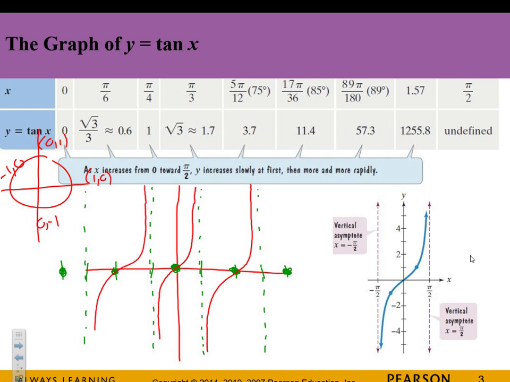It makes this graph unique because sine and cosine have a period of 2 pi. Take a look at this. What is the period of this bad boy?